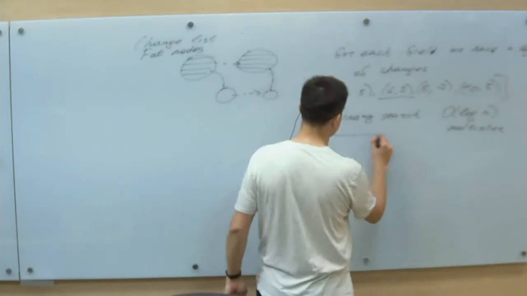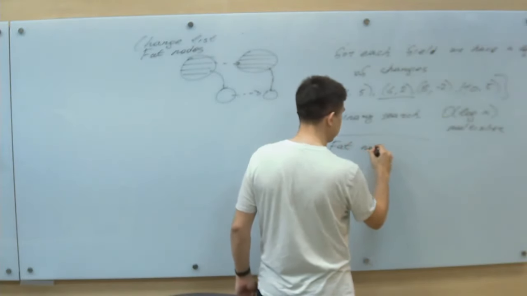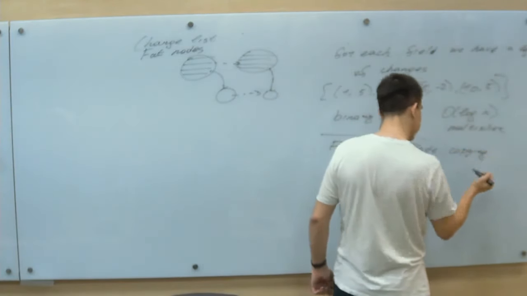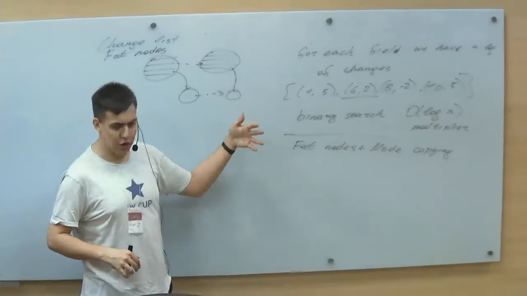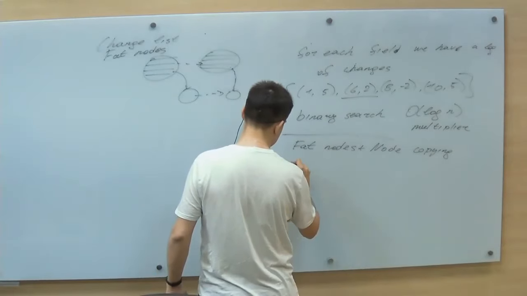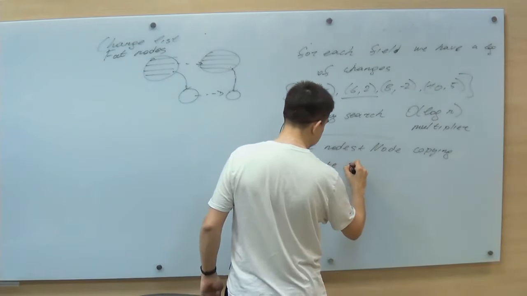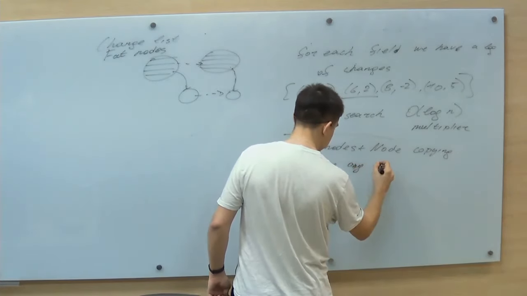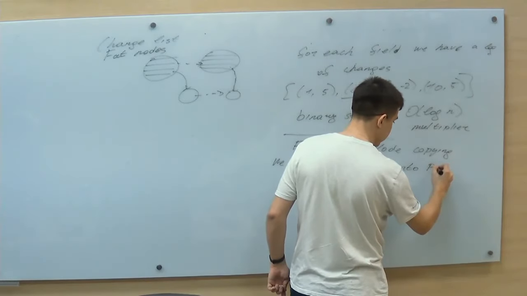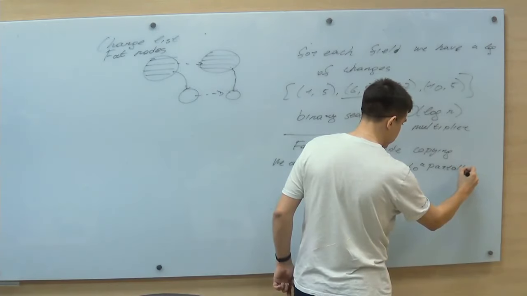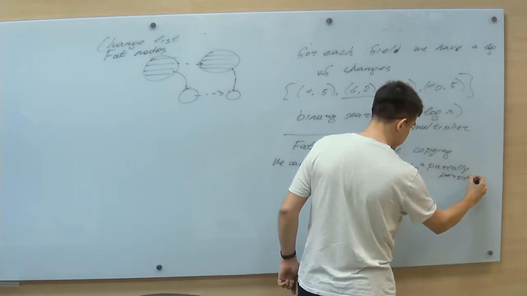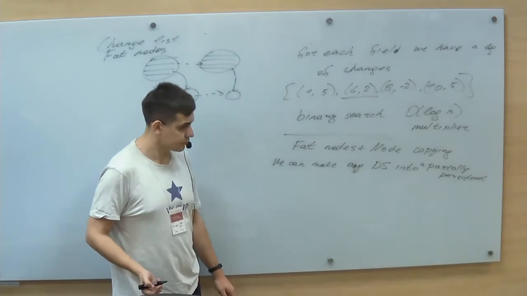Turns out that if we combine these two methods, fat node plus node copying, so if we don't allow these logs to grow infinitely large and set an upper bound, we can make any data structure into a partially persistent one with constant overhead.